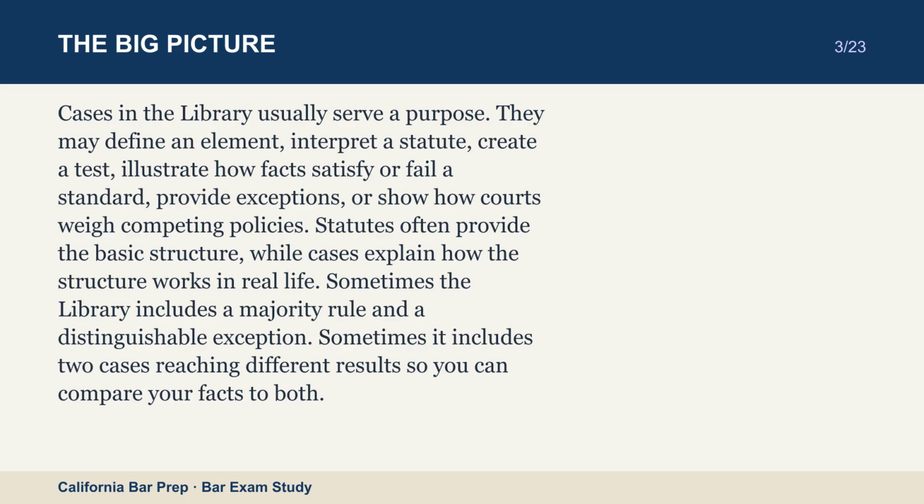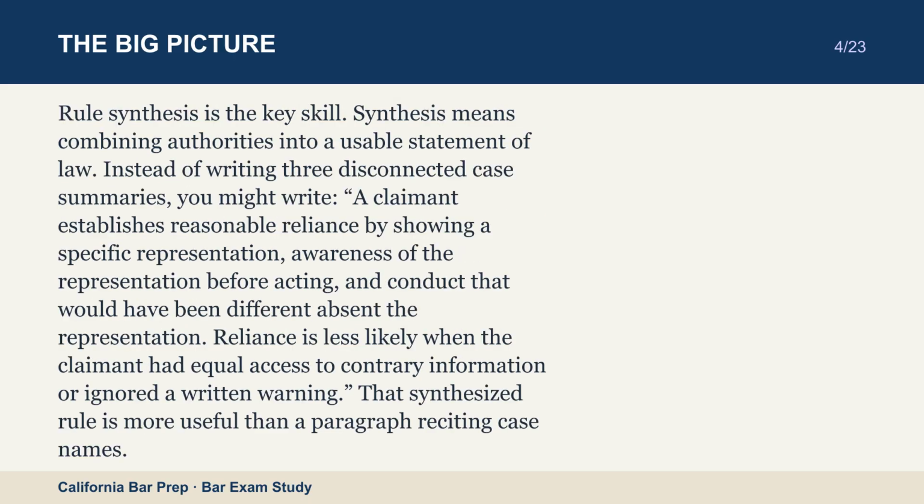Rule synthesis is the key skill. Synthesis means combining authorities into a usable statement of law. Instead of writing three disconnected case summaries, you might write: a claimant establishes reasonable reliance by showing a specific representation, awareness of the representation before acting, and conduct that would have been different absent the representation. Reliance is less likely when the claimant had equal access to contrary information or ignored a written warning. That synthesized rule is more useful than a paragraph reciting case names.